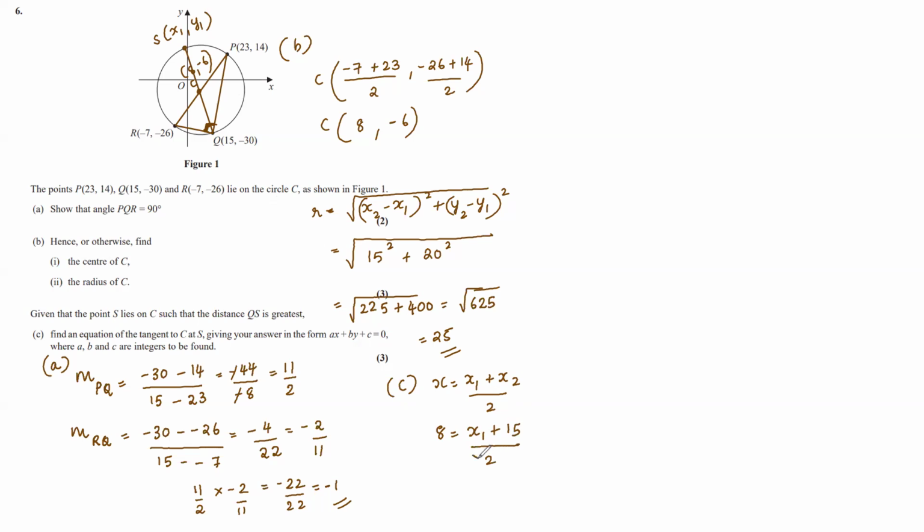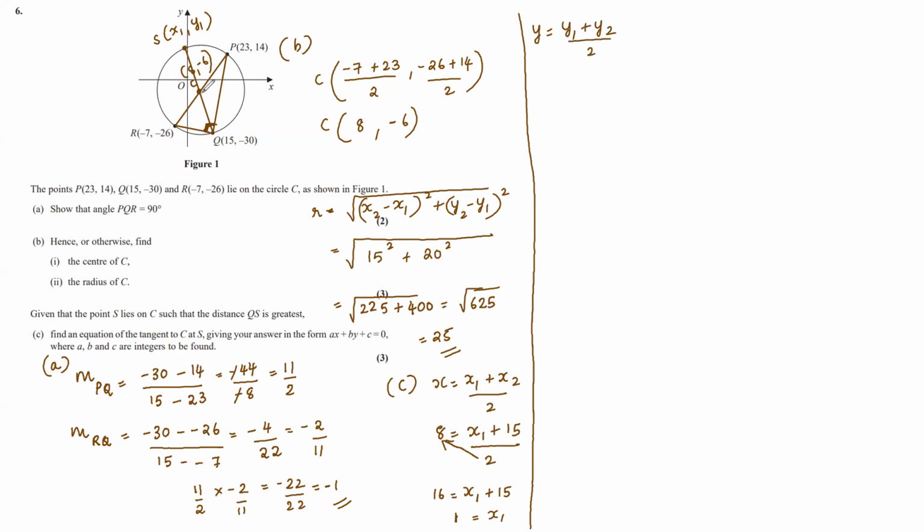divided by 2. When you cross multiply this, 16 is equal to x1 plus 15. Plus 15 goes to the other side, it becomes minus 15. So x1 will be 16 minus 15, 1. So now we got the value for the x coordinate for the point S. Now let's find out the y coordinate. So for that, again, we use the midpoint formula. y is equal to y1 plus y2 divided by 2.